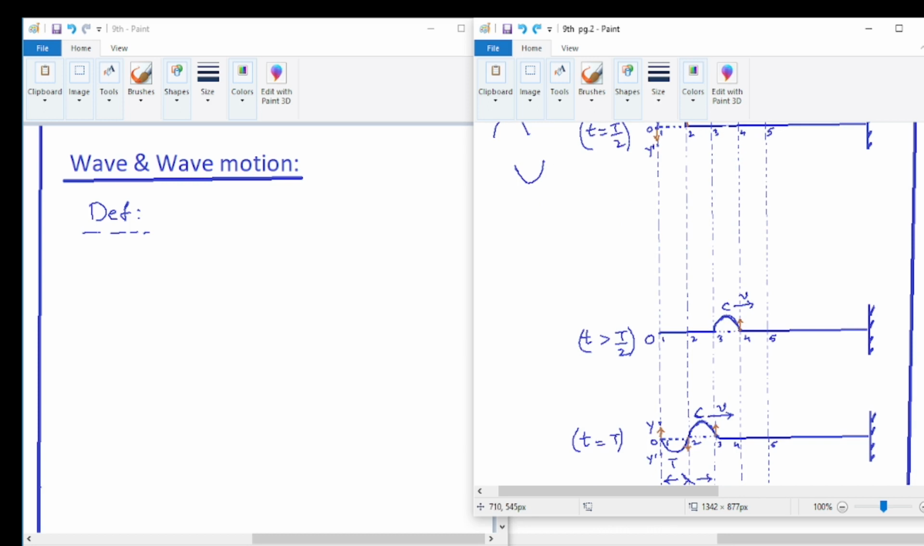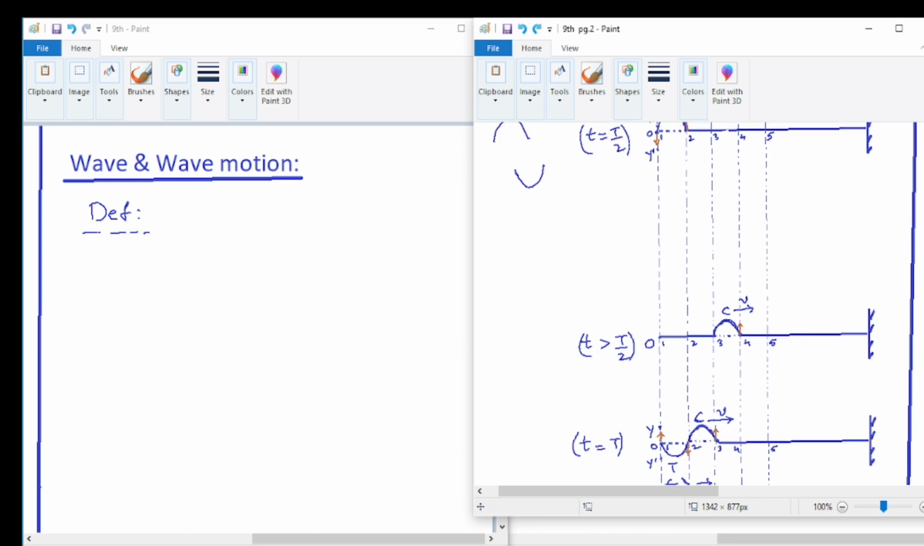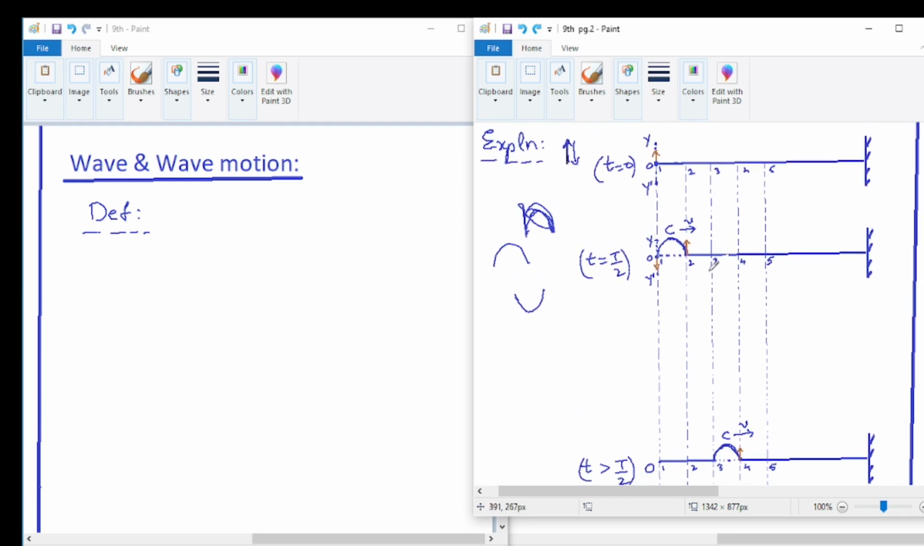Only because of the vibrations of the particles of the string, the wave will be propagating. So we got only an upward disturbance because we have considered only the upper half of the vibration. In the same way, if you consider the lower half of the vibration, a downward disturbance will be getting formed. The downward disturbance is called a trough.